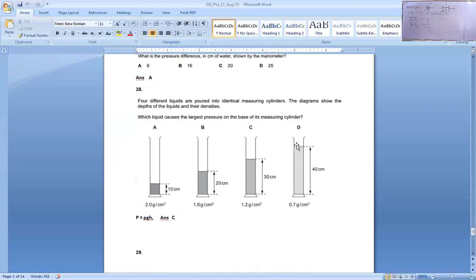Number 28 says 4 different liquids are poured into identical measuring cylinders. The diagram shows the depth of the liquid and their densities. Which liquid causes the largest pressure on the base? The pressure on the base will be rho g h. We have to multiply density with the height. So my option is C, that gives the largest pressure.